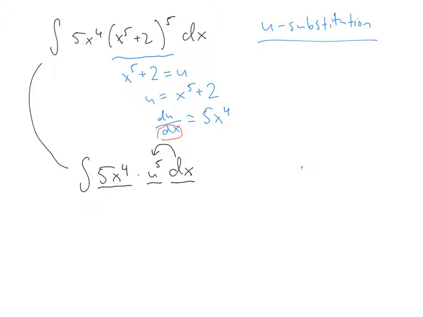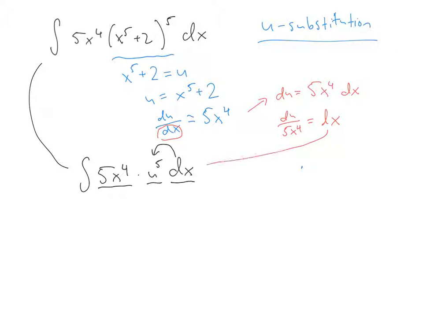If we rearrange this equation, then we can multiply both sides by dx and get du equals 5x to the fourth dx. And then if we divide both sides by 5x to the fourth, then we would get du over 5x to the fourth equals dx.